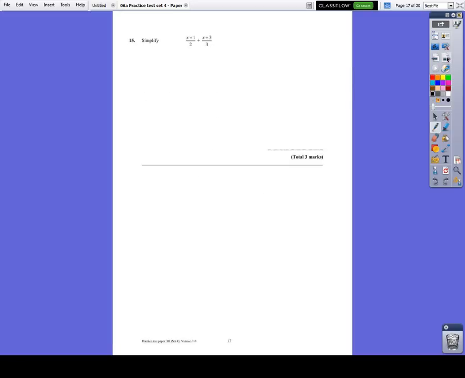Question 15. Simplify (x plus 1) over 2 plus (x plus 3) over 3. Well, to add fractions, we need a common denominator. So the common denominator of this would be 6. So if we multiply the first fraction by 3 and the second fraction by 2, you would get (3x plus 3) over 6, and you would get (2x plus 6) over 6. And then once we've got a common denominator, we can just add the tops together. So that would give me (5x plus 9) all over 6.